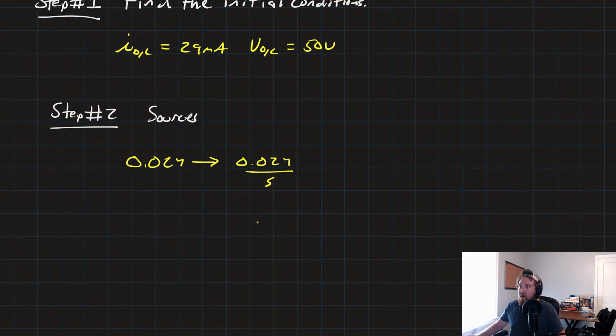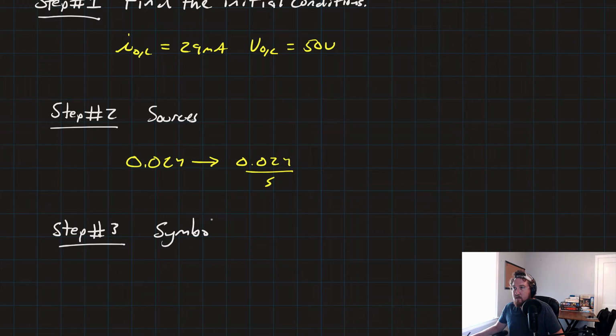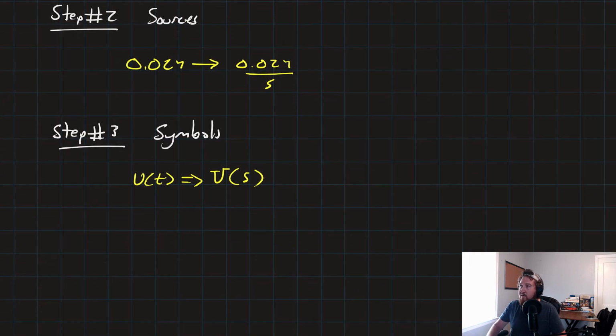Step 3 is all of the symbols, and from that all we care about is we're going to take our output V, which is a function of t, and we're going to convert it to capital V, which is a function of S. Step number 4, the circuit elements.